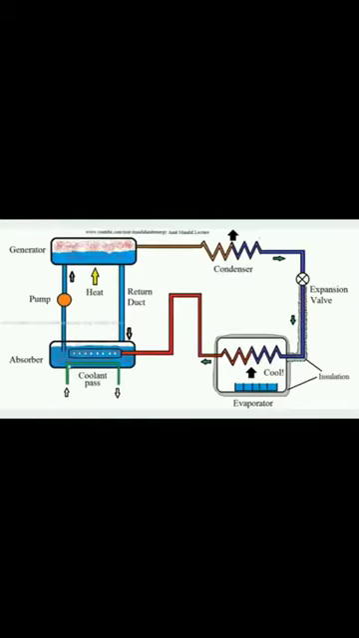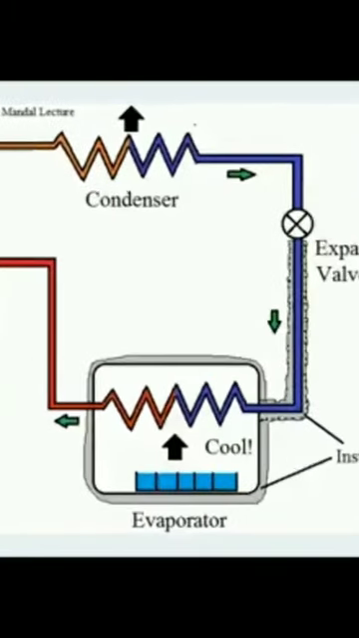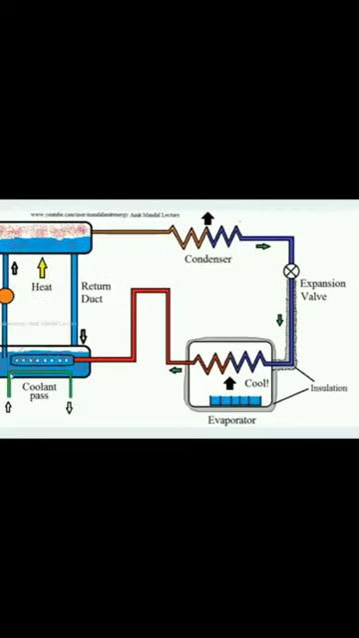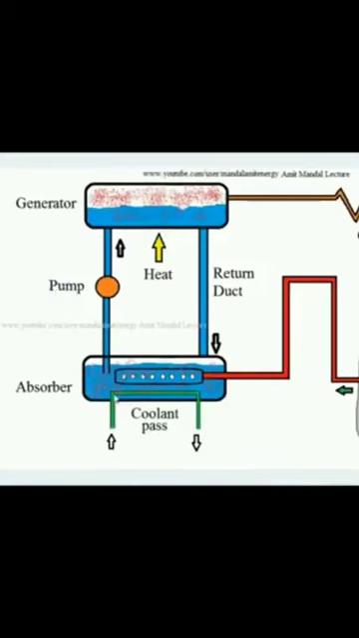So this is a simple diagram of the vapor absorption system, where this half portion of the cycle is the same as the VCR cycle, that is condenser, expansion valve and evaporator. Only the remaining part, the compressor, is replaced by four elements: absorber, pump, generator and the heating material.